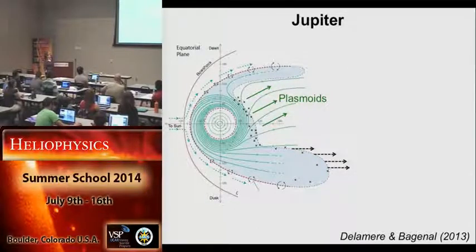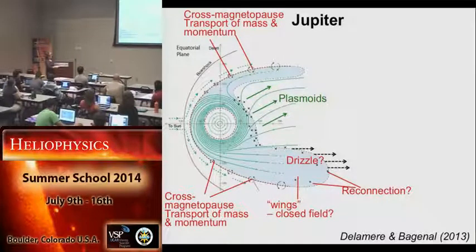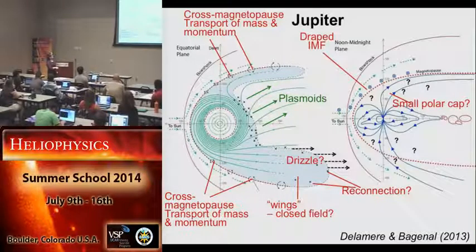So this is the picture we have, rotation inside, plasmoids going down, and then momentum being transferred from the magnetosheath into the magnetosphere. We have this region of closed flux here, maybe. We have small-scale material being sent down the tail, little blobs of material, maybe reconnection of plasmoids happening here.